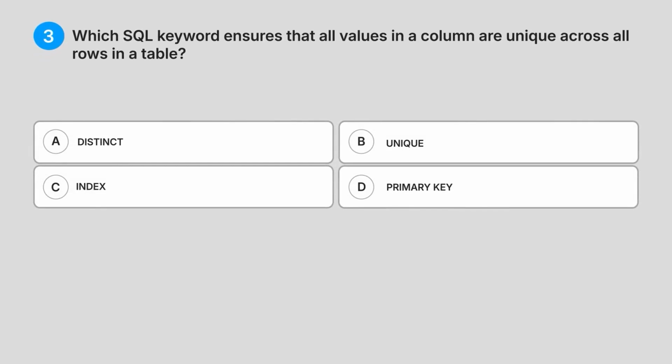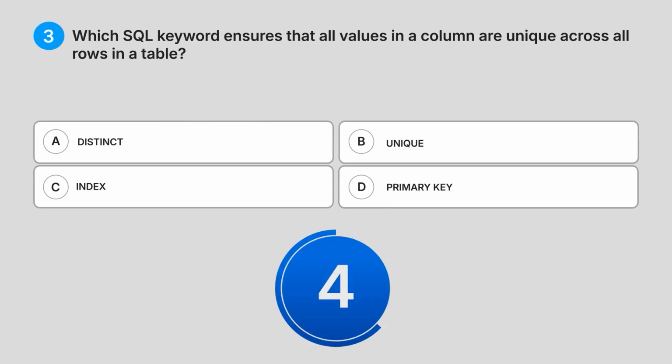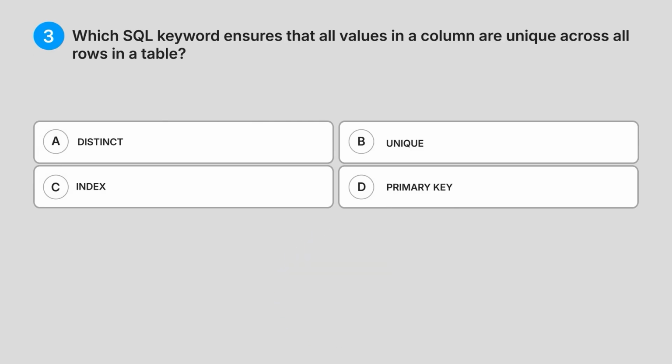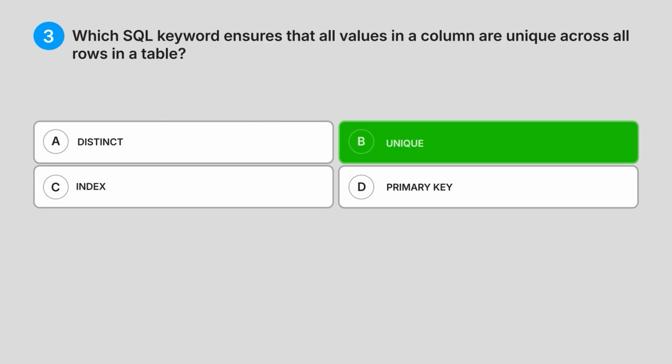3. Which SQL keyword ensures that all values in a column are unique across all rows in a table? A. Distinct. B. Unique. C. Index. D. Primary key. Do you know the answer? Correct answer, B. Unique.